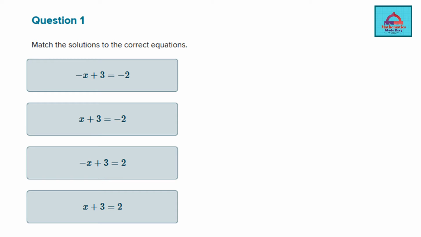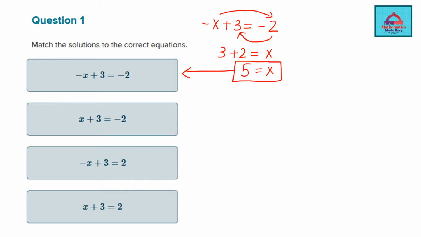Let's solve these equations one by one. So there are four equations given. You have to match each to the correct solution. So the first equation, negative x plus 3 is equal to negative 2. Here the coefficient of x is negative, so we will move it on the other side so that it becomes positive and we'll collect the like terms. So I will move the negative 2 on the other side. So it becomes 3 plus 2, sign changes, and this x goes here. So it becomes positive. So x is equal to 5 is the solution of the first equation.